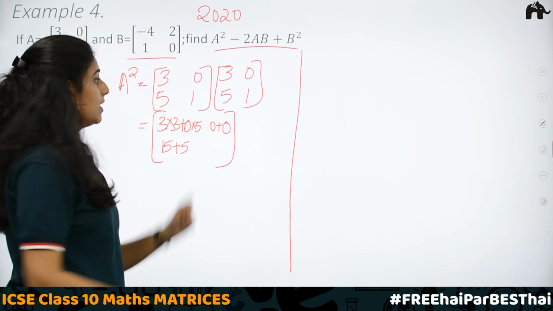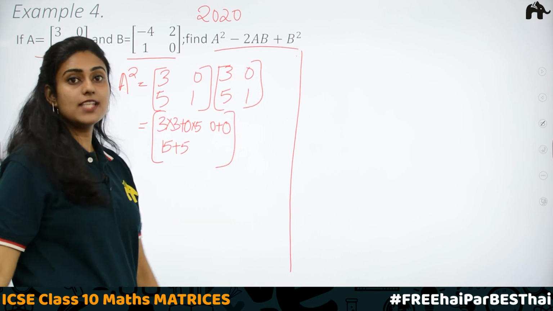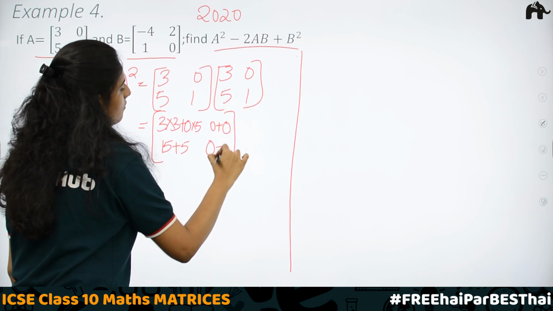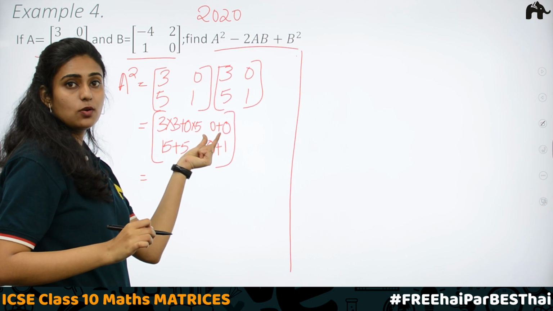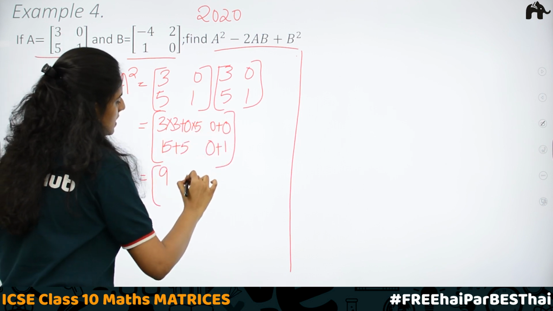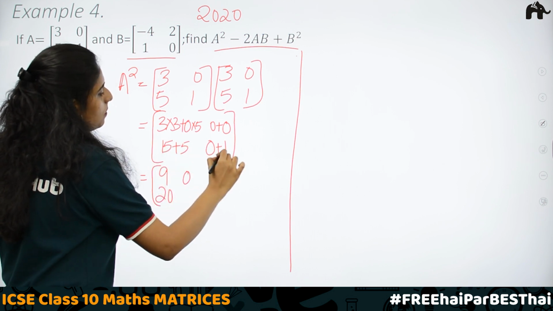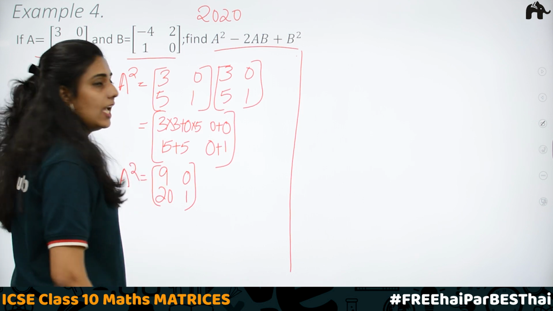To get the fourth element, taking the second row and the second column of the second matrix, we will be getting 5 into 0, 0, 1 into 1, 1. That is 3 into 3, 9 plus 0 into 5, 0. That is equal to 9. Here 0 plus 0, 0. 15 plus 5 is 20. 0 plus 1 is 1. So these are the elements of A square.